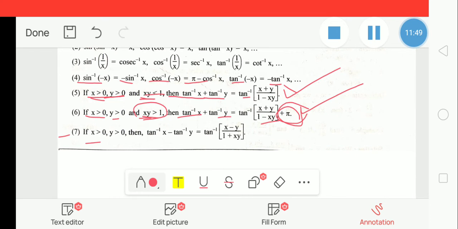Then the seventh one: x is greater than 0 and y is greater than 0, then tan inverse of x minus tan inverse of y. Here the sign is minus, and otherwise it is the same. Tan inverse of x minus tan inverse of y gives tan inverse of (x minus y) divided by (1 plus xy). Here the signs are changed, minus and plus. So these formulas are also very important.